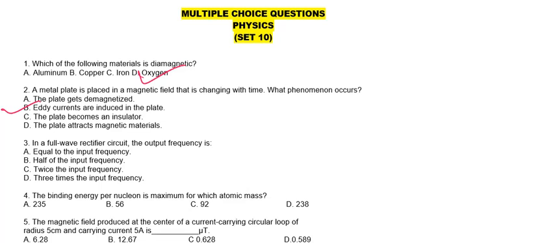In a full wave rectifier, what will happen? The output frequency is twice the input frequency. Full wave rectifier. Okay. Full wave rectifier में output दोनों waves का आता है. So it will be twice the input frequency.